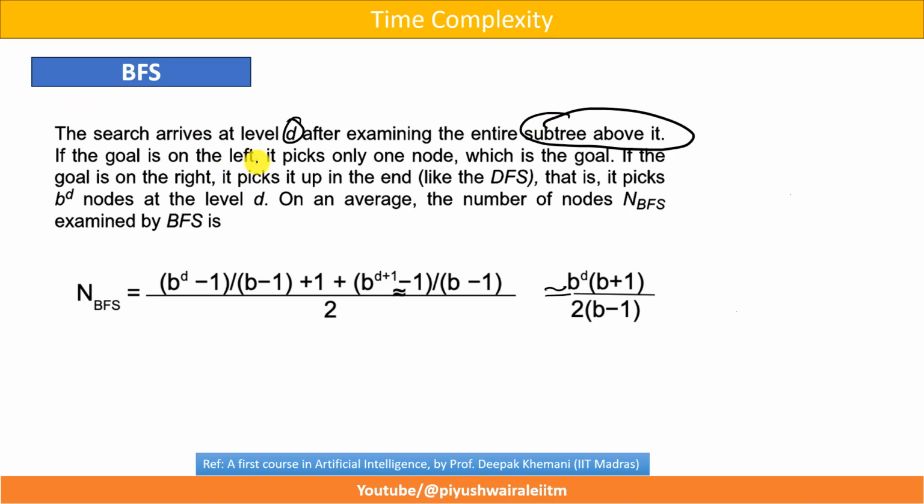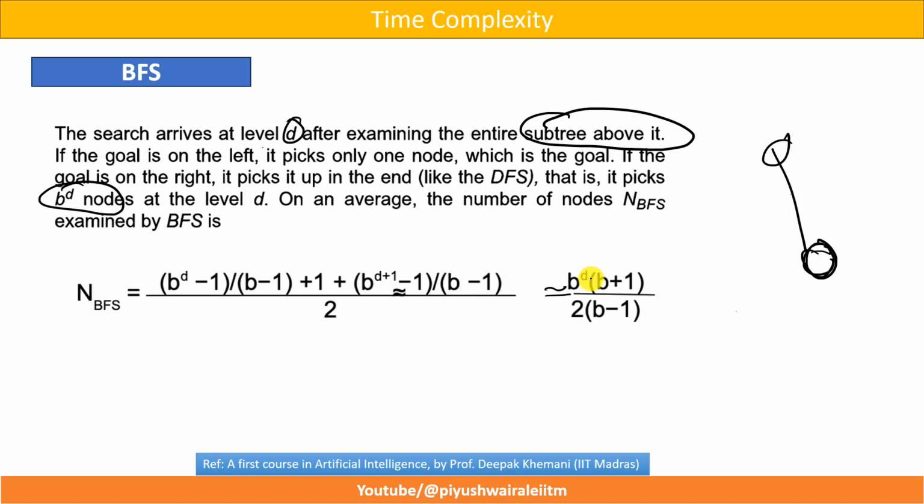If the goal is on the left, it will pick only one node, which is the goal node. If the goal is on the right, it picks up, in the end, like DFS, b to the power d nodes at level d. So even if it's BFS or DFS, if the node is present at the extreme right end of a particular tree, then both will take the same amount of time because they have to explore the same number of nodes, right?